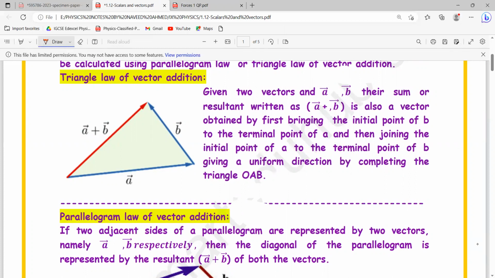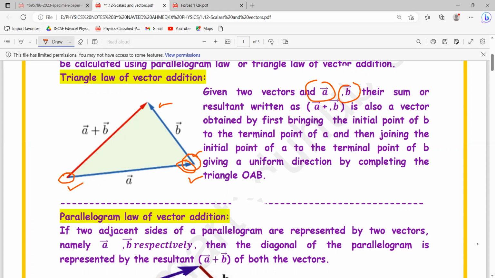As you can see, this is the vector A and this is the vector B. A vector is represented by a line with an arrowhead. For vector A, this is the starting point, and this head is the terminal point of the vector. It means vector A starts from this point and ends at this point. Similarly, vector B starts from this point and ends at this point. Now we want to add them. We will join the final point of vector A to the starting point of vector B.